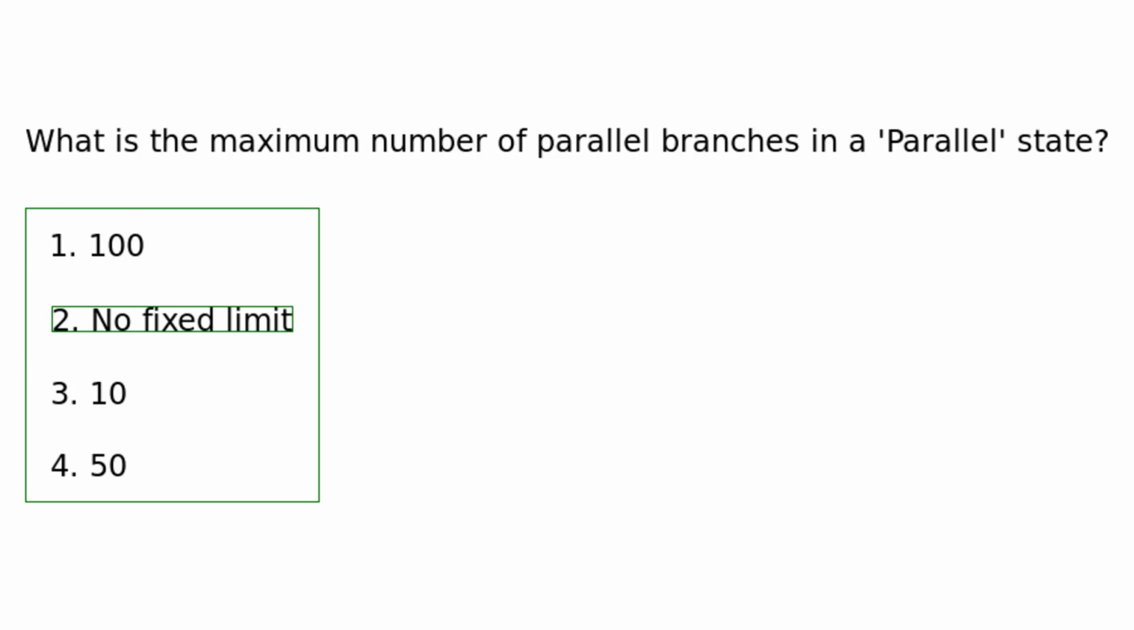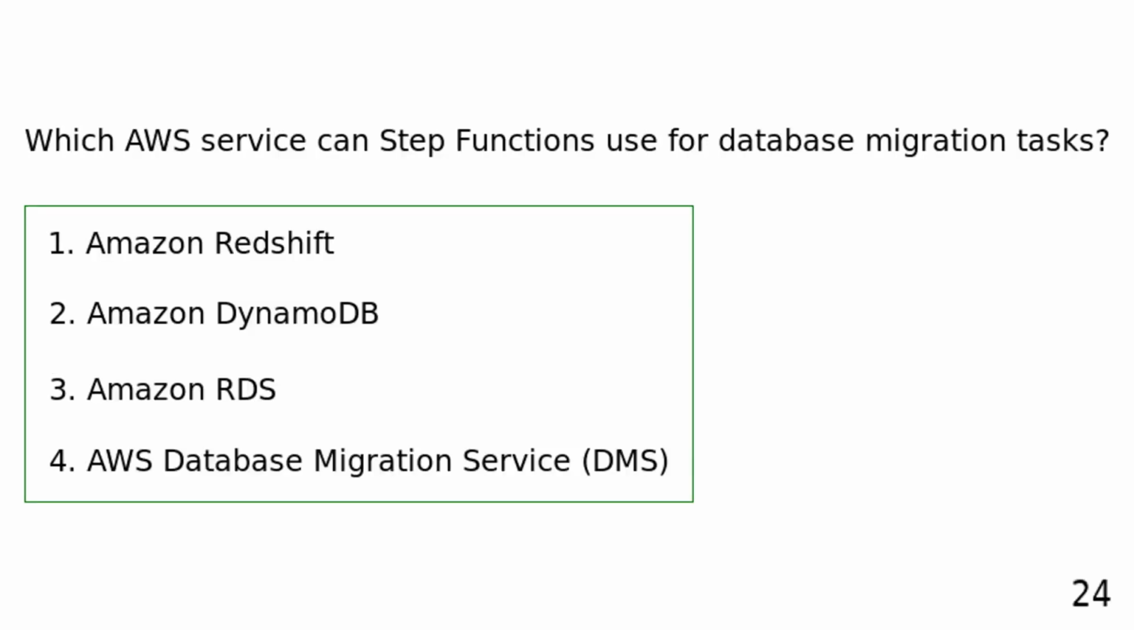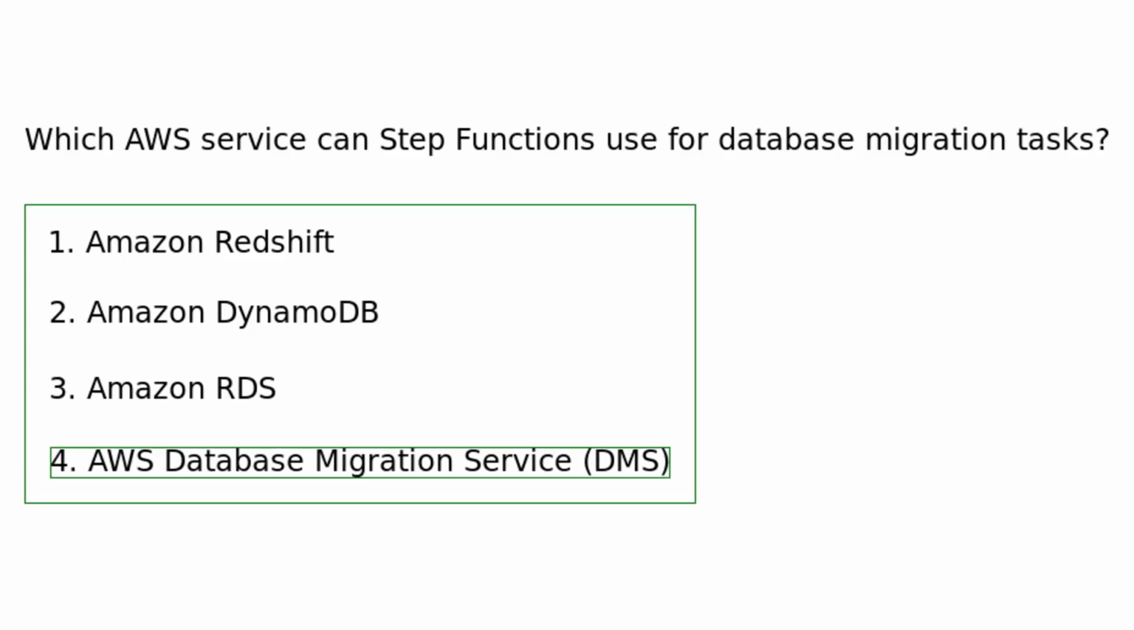Which AWS service can Step Functions use for database migration tasks? Amazon Redshift, Amazon DynamoDB, Amazon RDS, AWS Database Migration Service. Step Functions can use AWS DMS to orchestrate database migration tasks, coordinating steps like schema conversion and data replication.